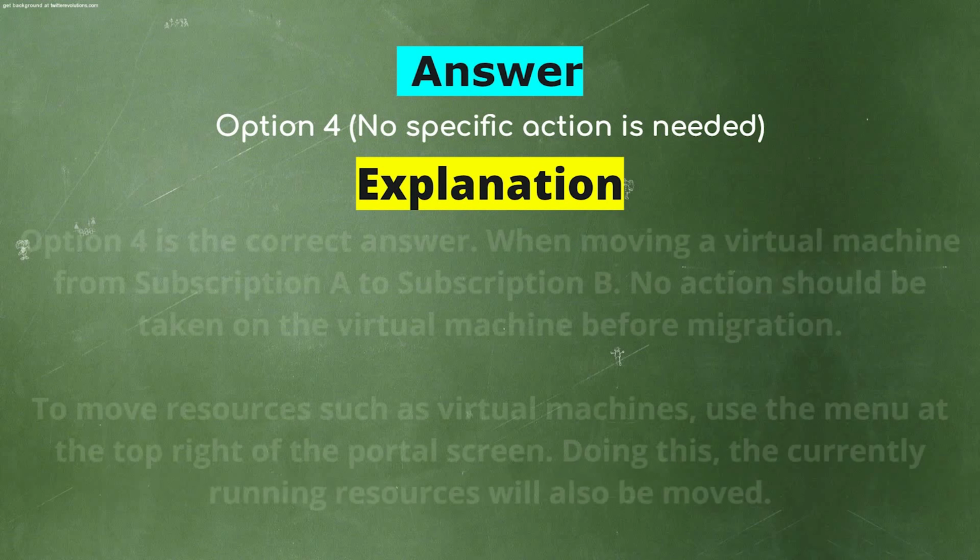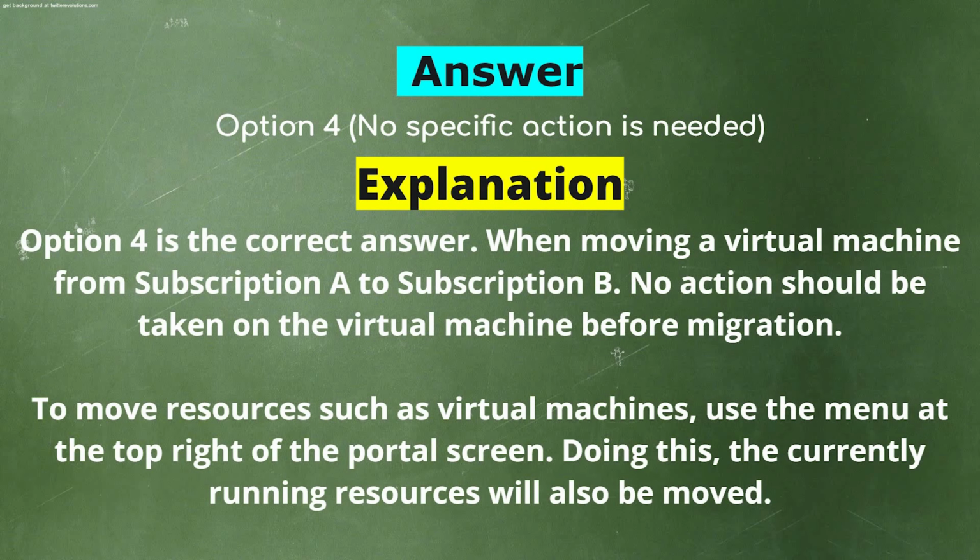Explanation. Option 4 is the correct answer. When moving a virtual machine from subscription A to subscription B, no action should be taken on the virtual machine before migration. To move resources such as virtual machines, use the menu at the top right of the portal screen. Doing this, the currently running resources will also be moved.